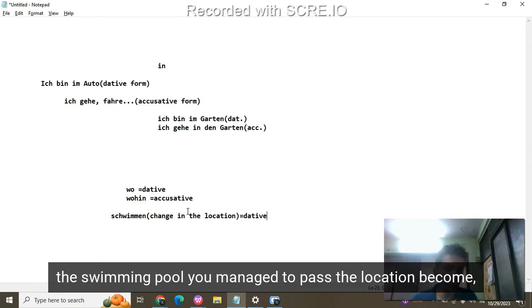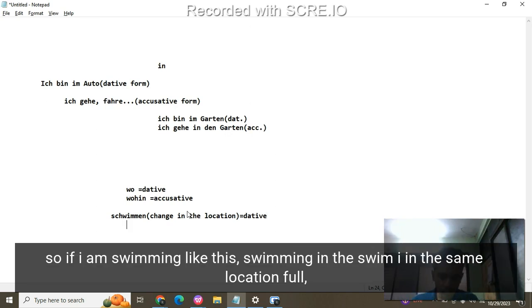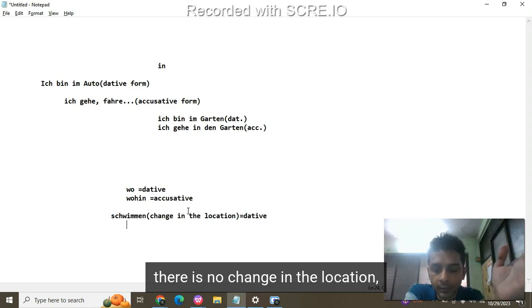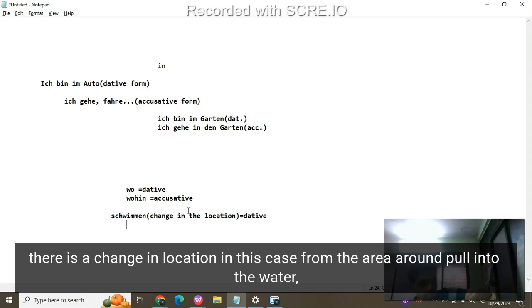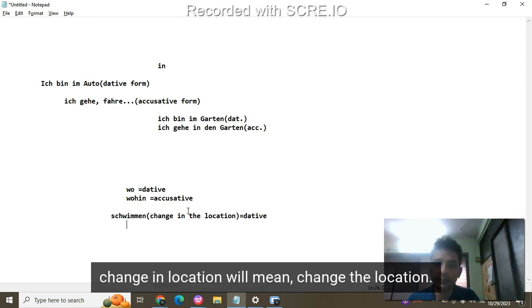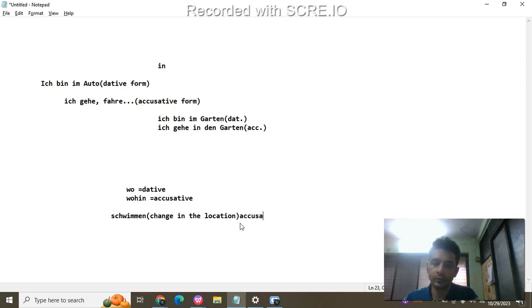then there is a change of location. If I'm swimming in the swimming pool, I'm in the same location, the pool. But if I'm swimming from the edge of the pool, from the area around it, and entering the water, there's a change in location in this case, into the water, though the swimming motion is the same. Swimming from the floor into the swimming pool means a change of location, which means accusative.